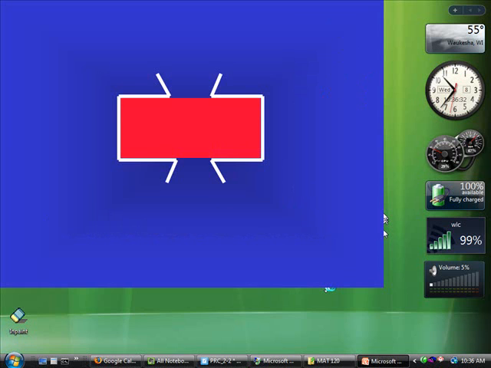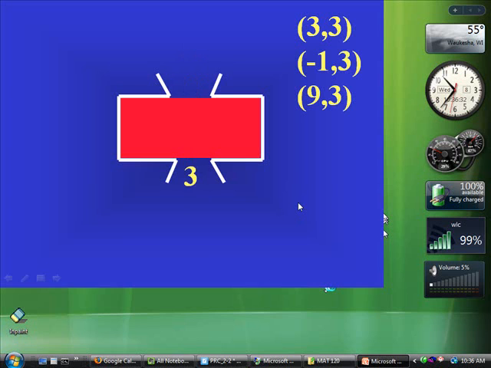Plug in a 3, out comes a 3. Okay, now that's different this time, I promise you. Plug in a negative 1, out comes a 3. Okay, plug in a 9. Yeah, somebody guessed it back there. Out comes a 3. Now what function is this? F of x equals 3. Yeah, exactly.